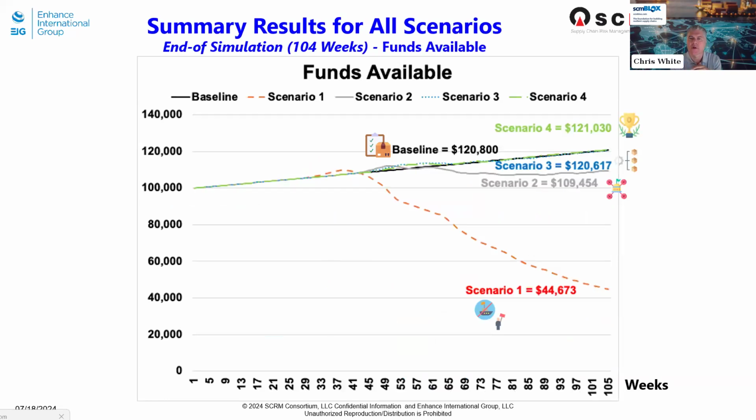And here it is now when we look at the total finances. Baseline is just growing. Scenario 1, we're losing money. So remember, we started at 100. So it's not like we made 44,000. We actually lost 55,000 in this thing. And it doesn't look like it's turned around yet for scenario 1. Scenario 2, closer to that gray line, we're up to 109. Scenario 3, 120. So the baseline, scenario 3, and scenario 4 all kind of lay roughly the same.